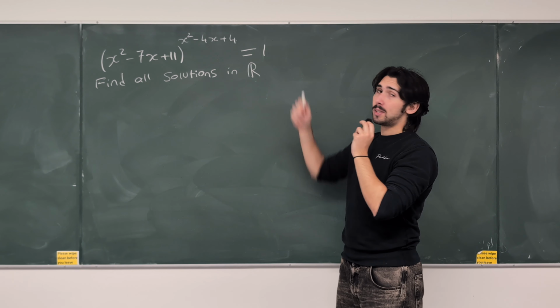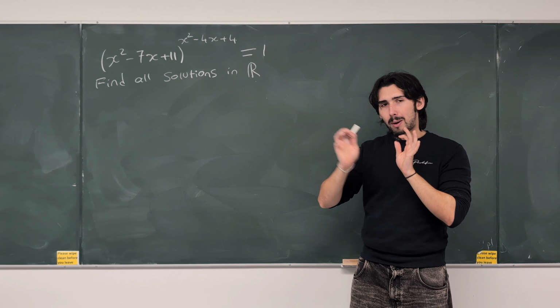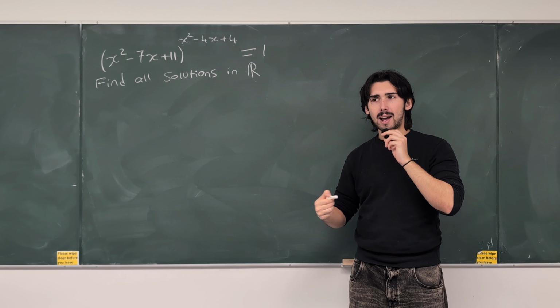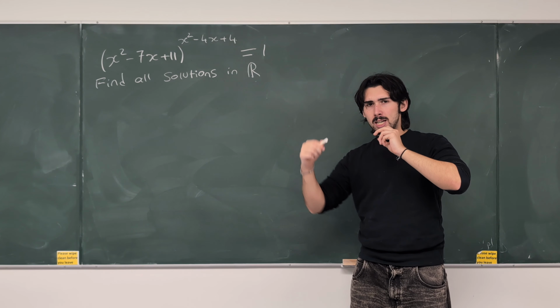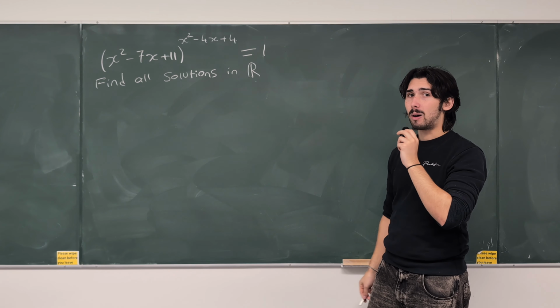Well, it's quite nice that it's equal to 1 because there's only really a few ways where you can have something to the power of something equals the number 1. So let's just systematically go through and think about how can you actually make something to the power of something be the number 1, and maybe that's going to tell us a bit about our answers.